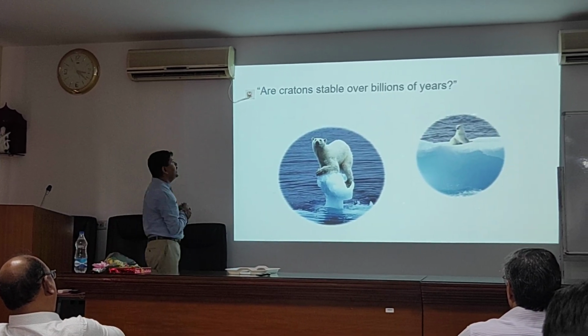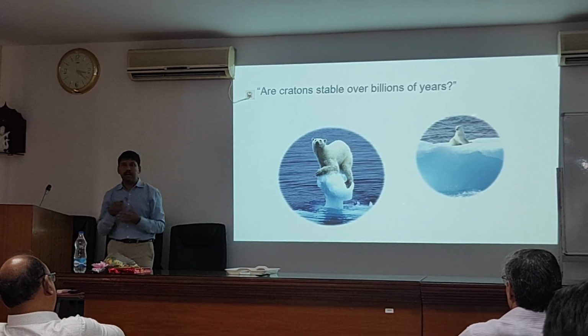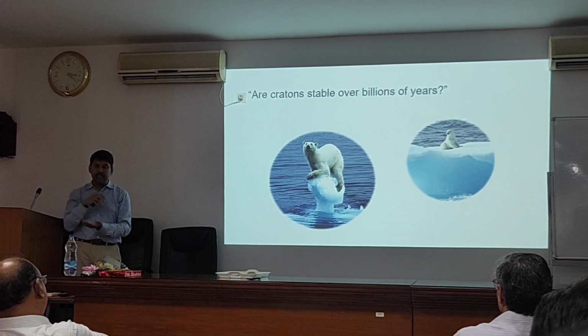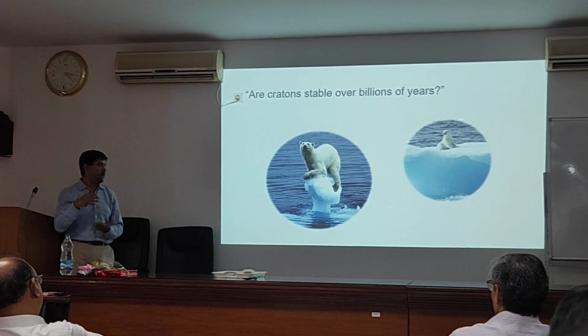So the question is, are cratons stable over billions of years? Or are there ways of potentially losing the thickness of the continental lithospheric mantle or the crust in the process?